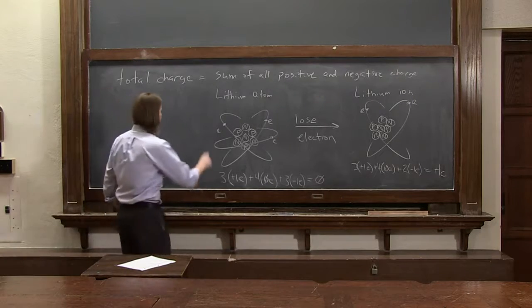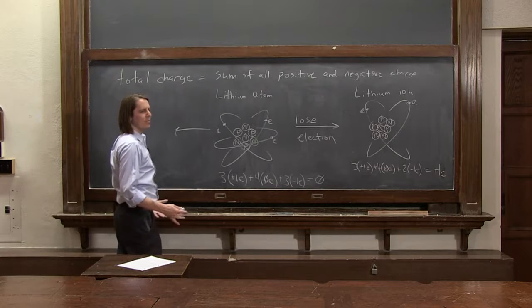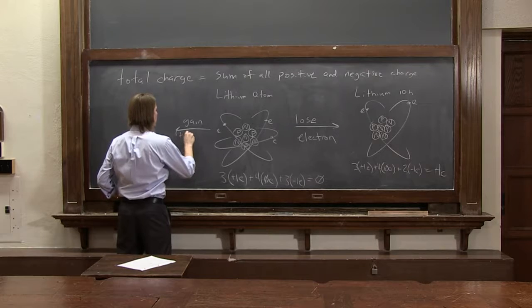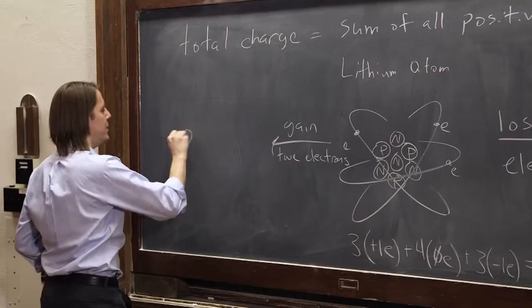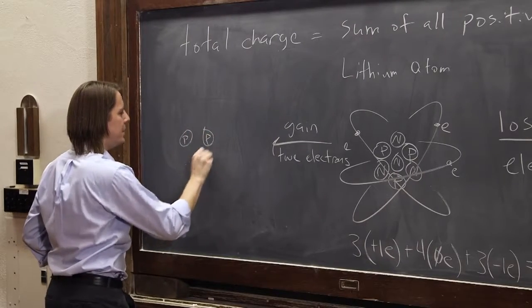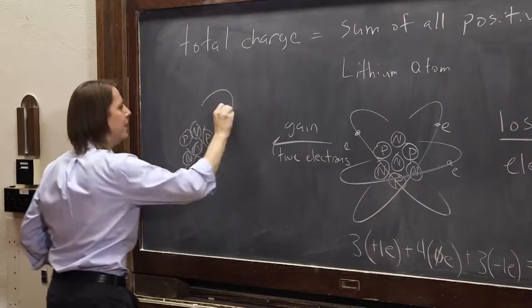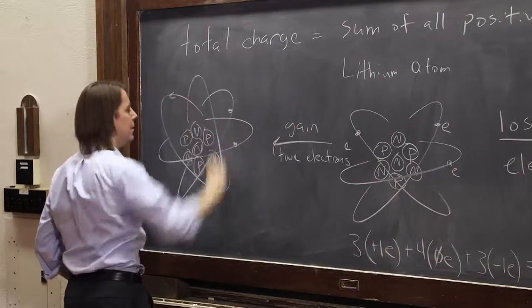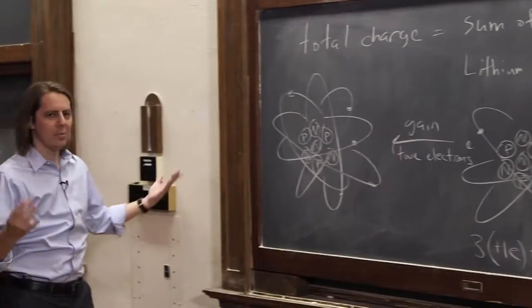You can have a lot of different kinds of ions. You don't just have to lose an electron. Maybe something really weird could happen. You could gain 2 electrons, say. Oh my goodness. P, N, E, E, E. Now it's a mess of electrons.